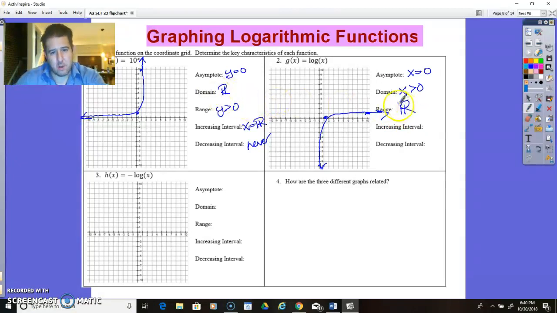Now, it should not shock you, but the domain and range just got switched. Well, I already told you they're inverses of each other. That always happens in inverses. The domains and ranges will always be switched.